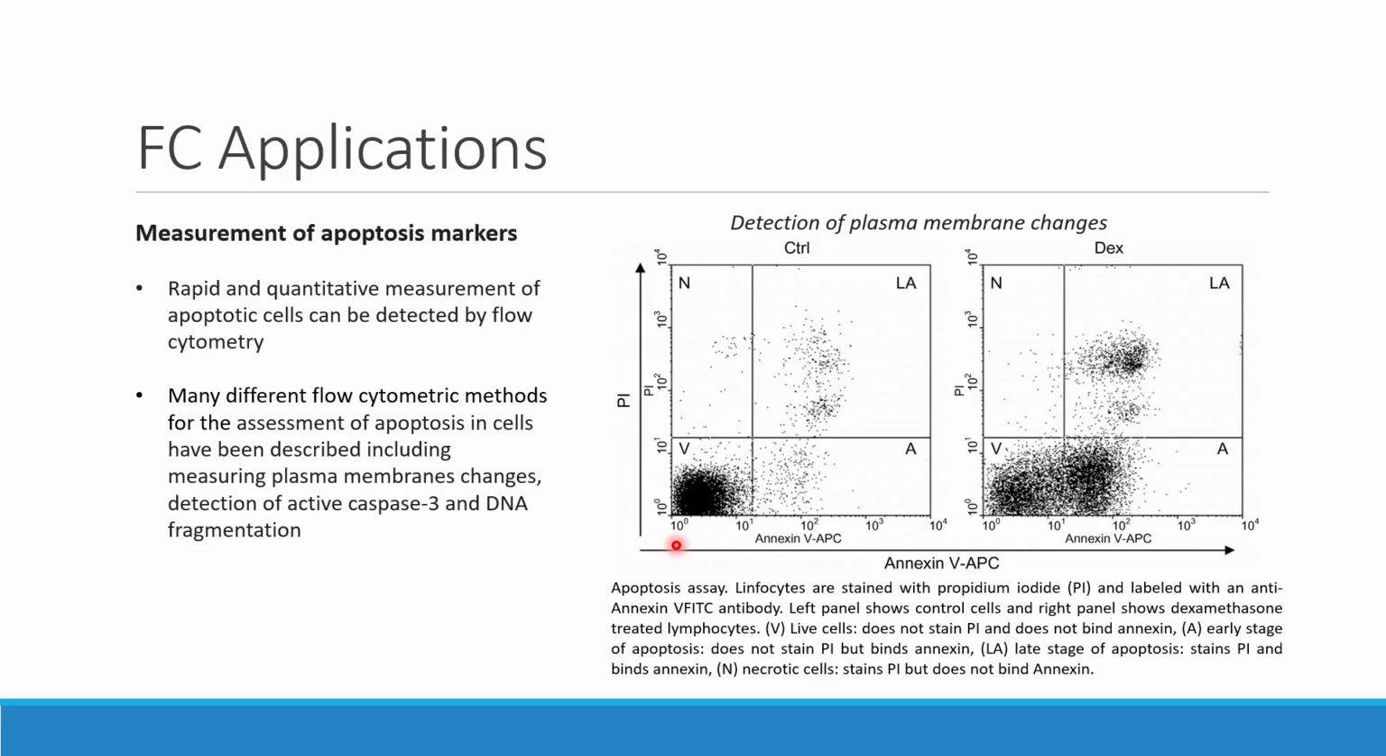Double labeling with propidium iodide (PE) and fluorescent anti-annexin 5 antibody is a method to assess membrane changes. In the picture, left panel, we can observe lymphocytes cultured under normal conditions. These live cells that preserve membrane integrity are labeled neither by propidium iodide nor anti-annexin antibody.